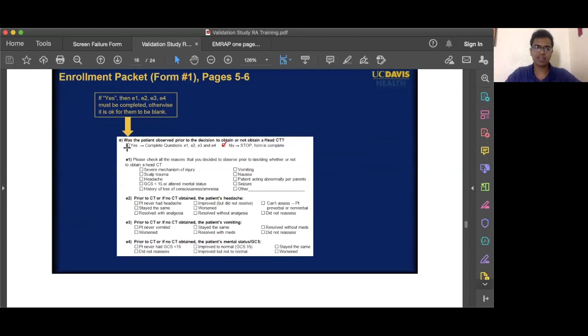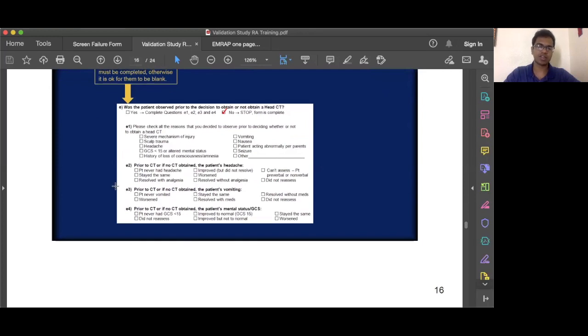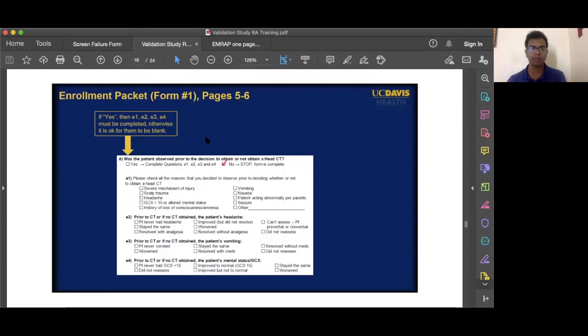So it says if they mark yes, then they'd have to complete these 4 questions. So if they mark yes and you don't see anything marked here, then you'd want to take the Form 1 back to the attending and ask them to fill it out again. So that pretty much concludes the quick overview of the Form 1.